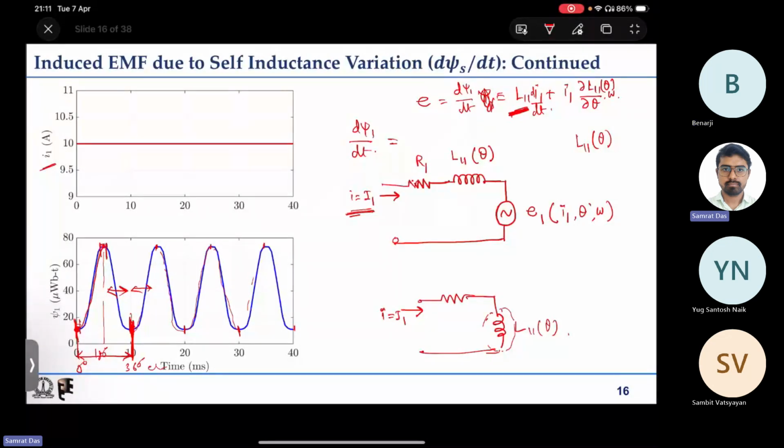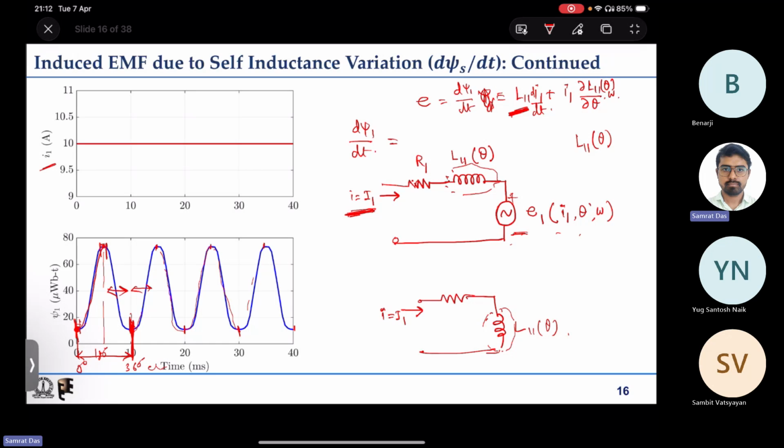But in the actual case you have some induced voltage. That is why you need this term, where the induced EMF is a function of current, rotor position and speed. So even if you pass a constant current, the inductance part does not have any voltage across it, but the voltage source which I have put has a voltage across it.